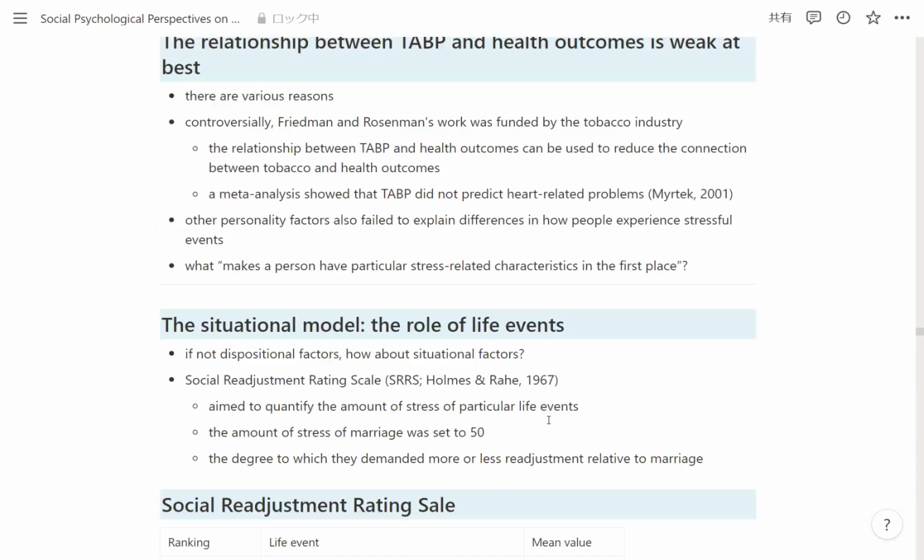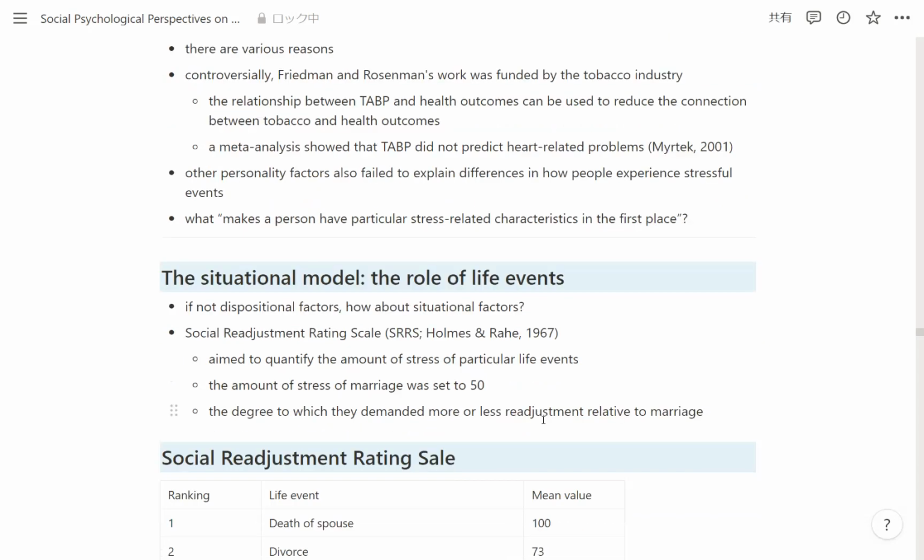So next, in today's lecture, we try to understand what kind of situation may lead people to experience the stress negatively or positively. In the dispositional model, we tried to understand who may experience stress positively. But in the situational model, when people may experience stress negatively. So let's look at the role of life events. In the previous lecture, as I said, if not dispositional factors, how about situational factors?